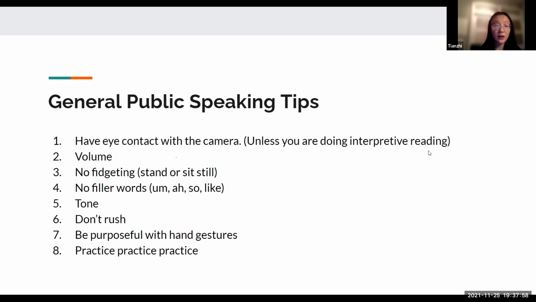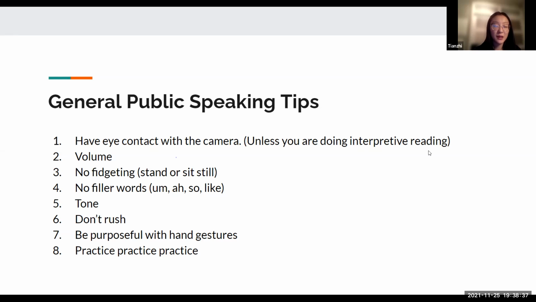First is have eye contact with the camera. Presenting online over Zoom is a very different experience than giving a speech in person, because in person, you can just look at the audience. But over Zoom, you're probably alone in your room with your laptop or computer. The most important thing is to locate where your camera is. Sometimes your camera is at the top of your laptop, sometimes your camera is somewhere else. Make sure you know where it is so that when you're speaking, you are looking at it, because that will give the impression that you're looking straight into the audience's eyes or into the judge's eyes, which will form a better connection with your audience.